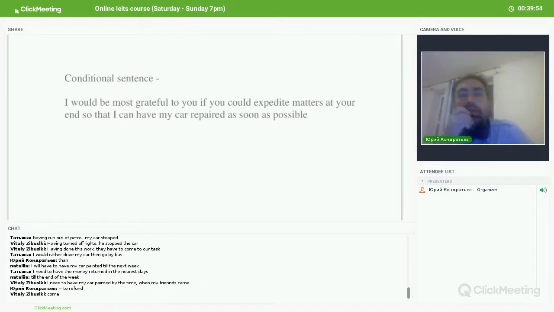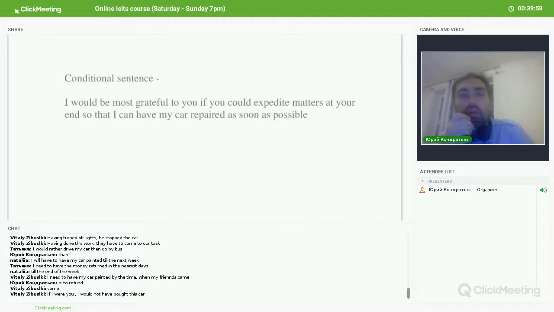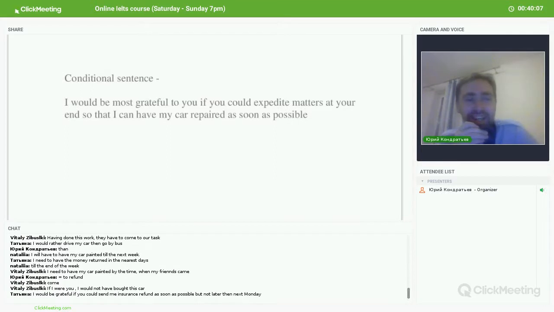So here is my example. I would be most grateful to you if you could expedite matters at your end so that I can have my car repaired as soon as possible. Again, you're writing grammatically correct sentences, but you will not be able to use it in this particular letter. If I were you, who? The insurance manager. If you're writing to insurance manager, you will not write this sentence. But grammatically, yes, it is correct.